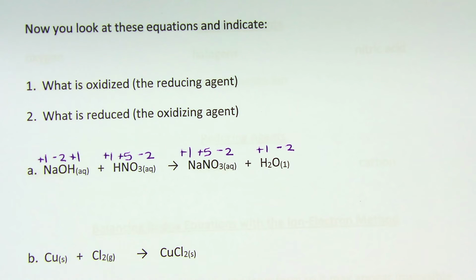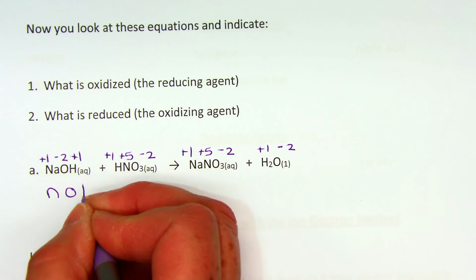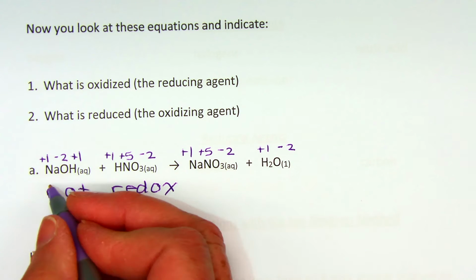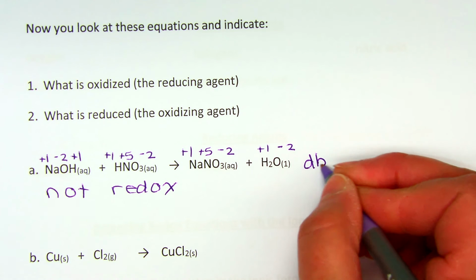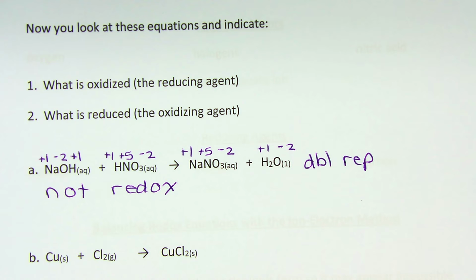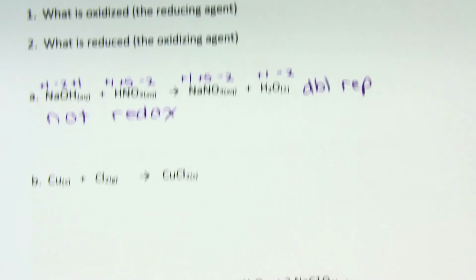What changed? Nothing. Nothing increased, nothing was oxidized, nothing decreased, nothing was reduced. This is not redox, and you could have saved yourself all that work if you recognized this is double replacement. And double replacement chemistry is not redox. So all you had to do is look at that and say, that's double replacement, there's no redox going on.